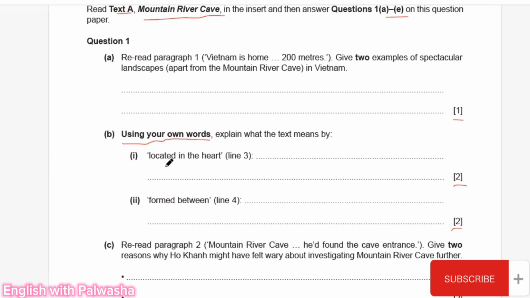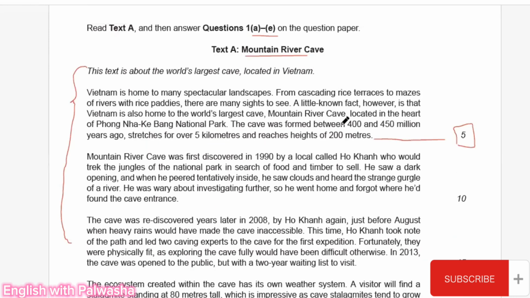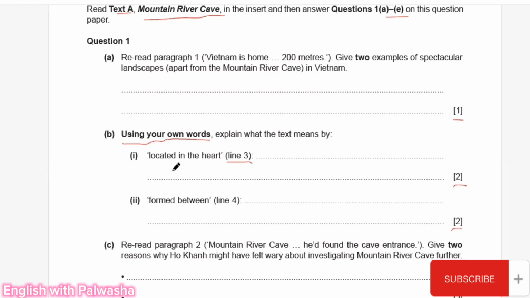Like here, they have asked you the question using your own words. Explain what the text means by located in the heart. Located in the heart is mentioned in line number 3, basically. So we are going to definitely refer to this line number 3, and we will be finding the answer from this line number 3. They are asking us the question, located in the heart, line number 3. Can you just tell me?